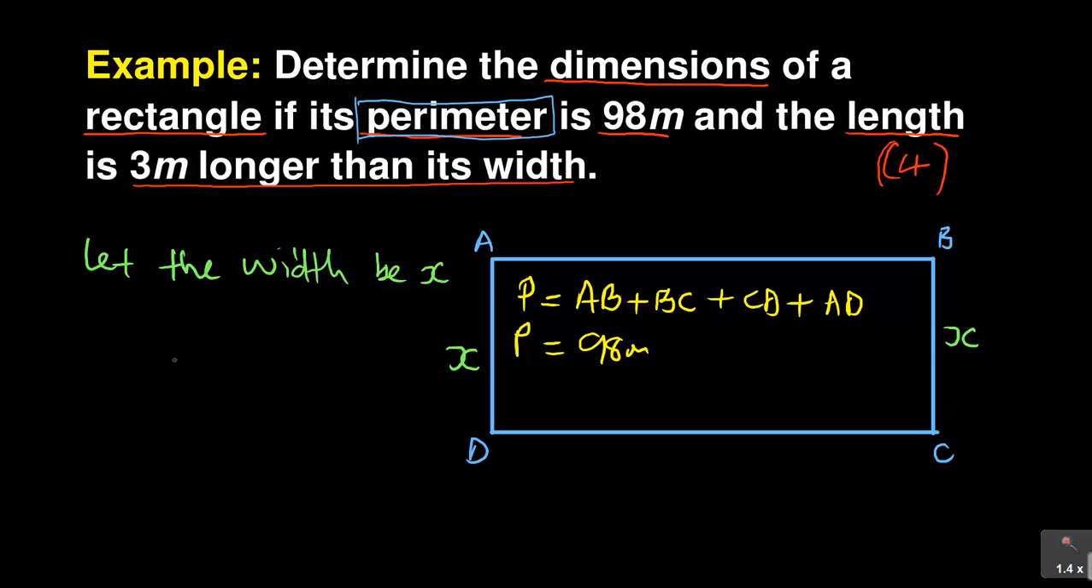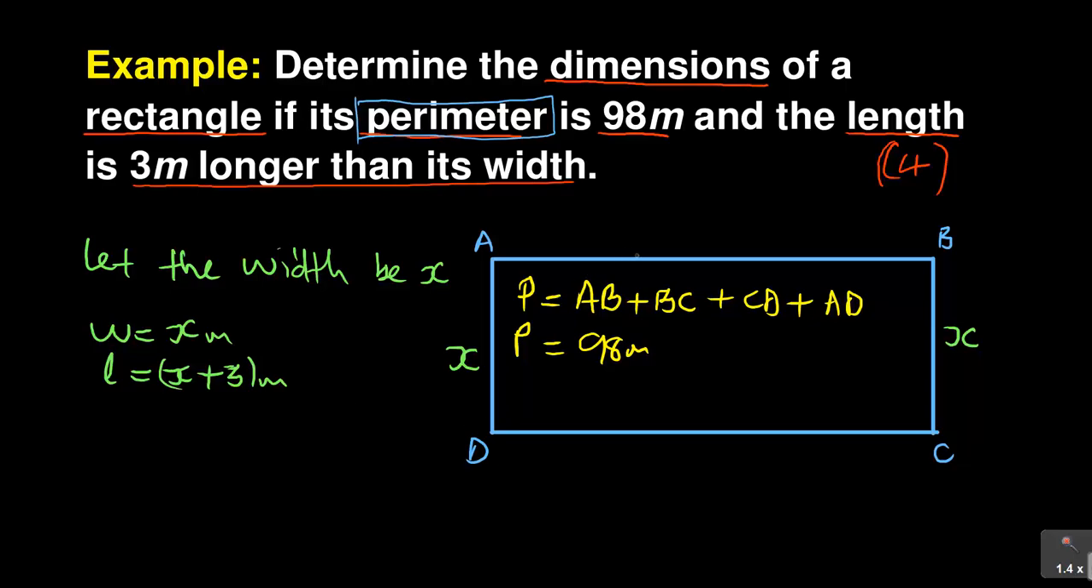For example, if the width was 5 meters and the length is 3 meters longer than the width, you expect the length to be 5 plus 3, which is equal to 8 meters. Why? Because it is 3 meters longer than the width. Now in terms of X, if my width is equal to X, therefore my length will be equal to X plus 3 meters. So this will be X plus 3 meters.